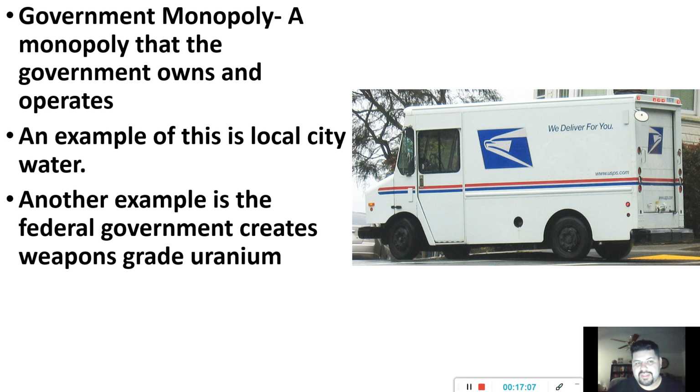So the last thing is the government monopoly. Now, the government does have a monopoly on things. Okay. A great example is your local water. The water you get from your fountain, from your showers, that comes from the city. Okay. You can't get water from Dasani or Aquafina. You can't get a line of water from those companies to your house.